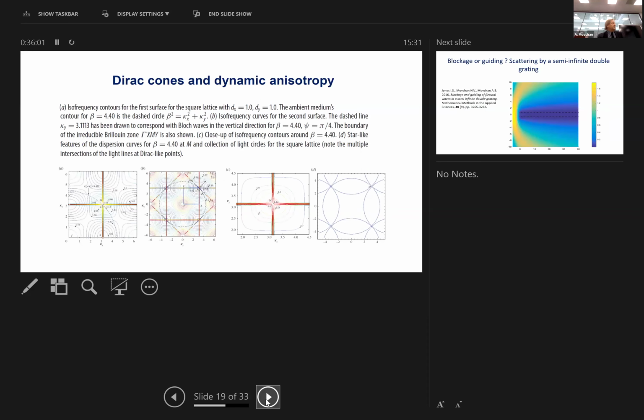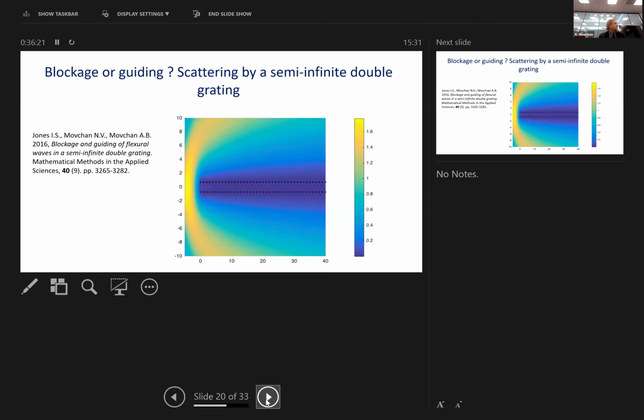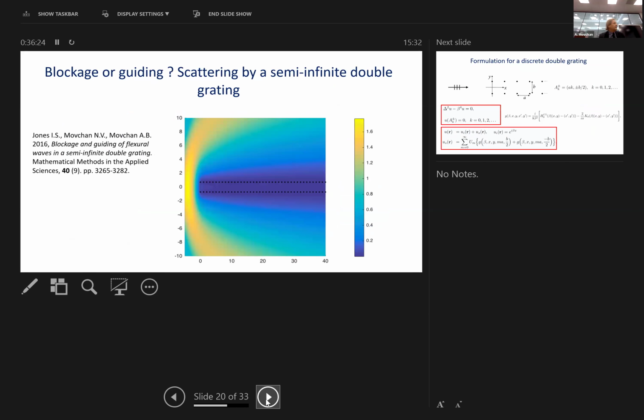Now, I already mentioned dynamic anisotropy, and this is just the slide which tells you how to analyze these Dirac cones. For this, you only need this quasiperiodic Green's function or the kernel function. The kernel function is really important. And finally, another example which is really simple, can't be simpler.